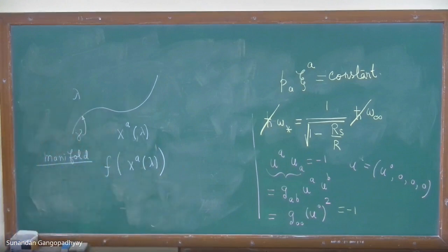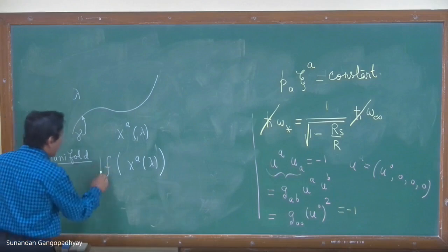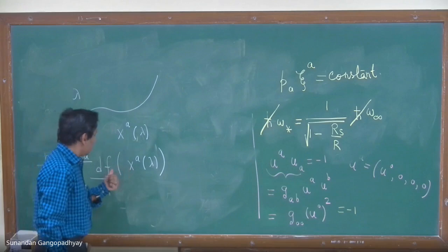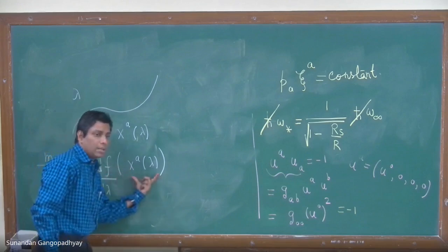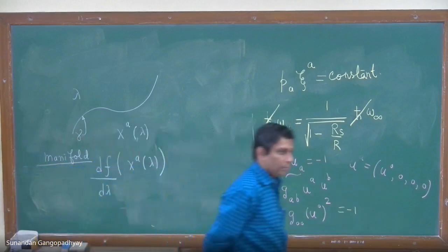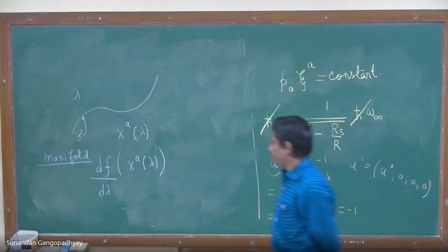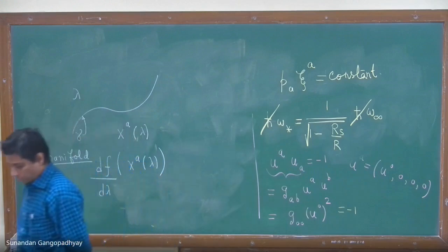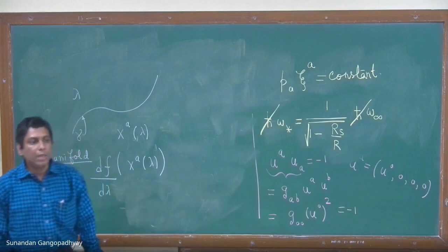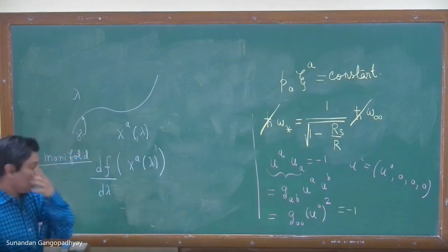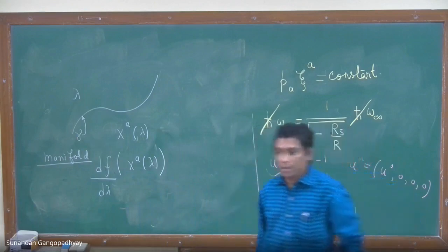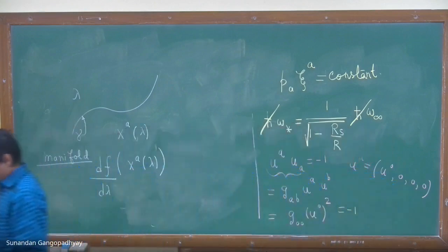What we wish to calculate is the following. We wish to calculate the rate of this function. This f is a function of these coordinates. This function is a scalar quantity. It's a number. It has no indices, right? So if you go from one frame to another frame, you will get the same number. It's a scalar quantity.